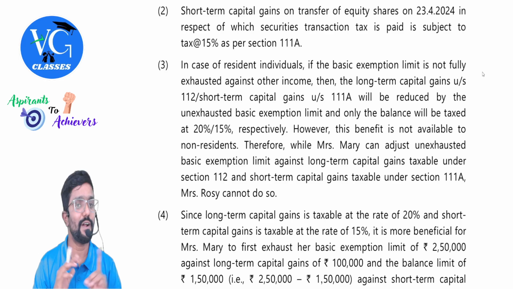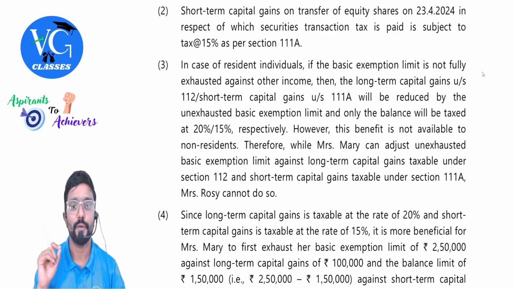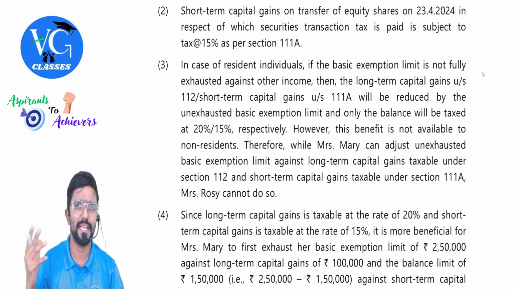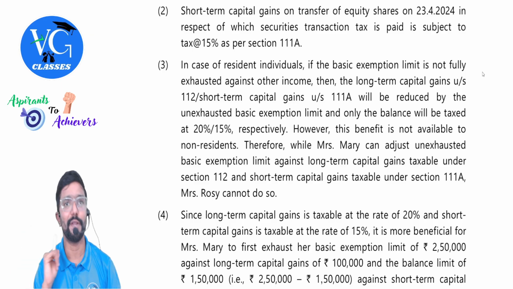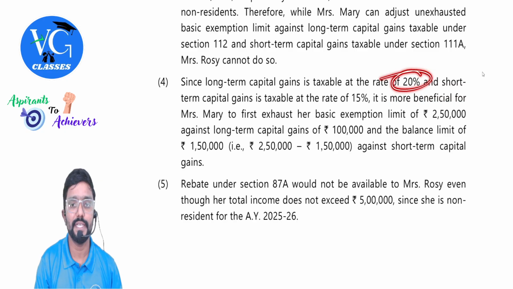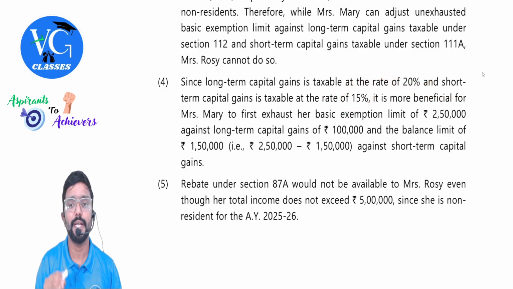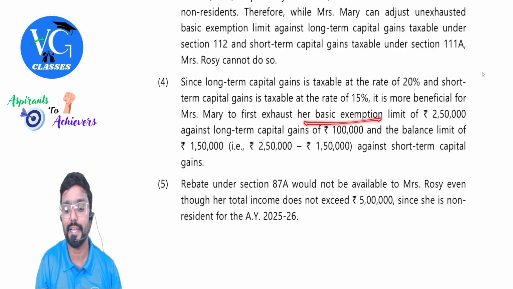However, this benefit is not available to non-residents, only for residents. Therefore, while Mary can adjust unexhausted basic exemption limit against long-term as well as short-term capital gain special incomes, Rosie cannot do it because she is a non-resident. Since long-term capital gain is taxable at 20% and short-term capital gain under section 111A is taxable at 15%, it is more beneficial for Mary to first exhaust the basic exemption limit against what?